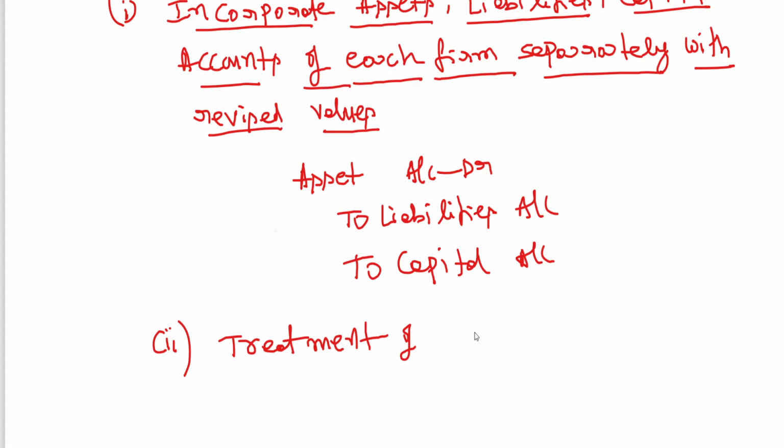Then treatment of goodwill. When the partners have brought their assets and liabilities, the respective firms' partners have raised the goodwill. Now if they don't want to show that goodwill they have raised, the goodwill will be written off in the books of the new firm, in the new profit sharing ratio.